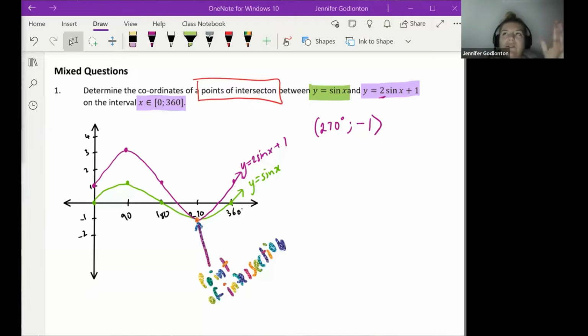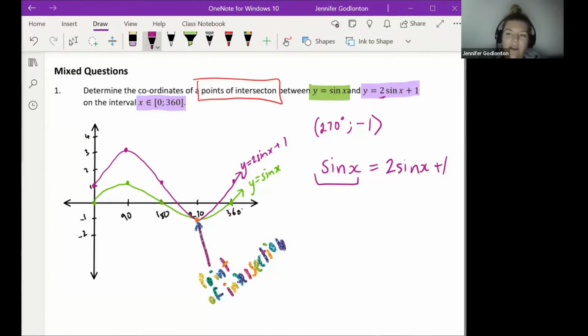Because when we had questions where we had straight lines and parabolas, when we wanted to find that point of intersection, we made our graphs equal to each other, and we can do the exact same thing here. So we can say, well, when is sine x equal to 2 sine x plus 1? We're saying, when is this graph equal to that graph? Because when they're equal to each other, that's a point of intersection, okay? And now we just work with it like a normal equation.